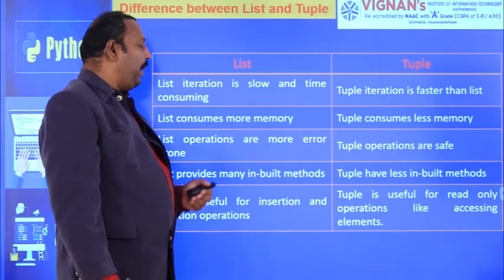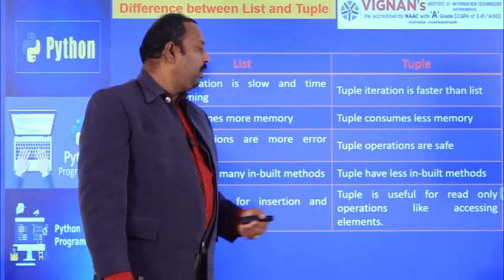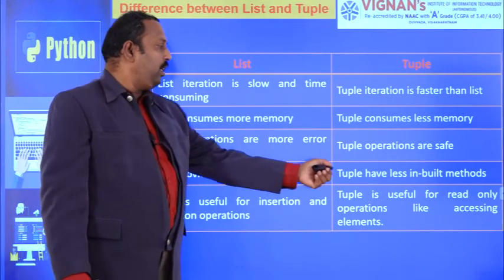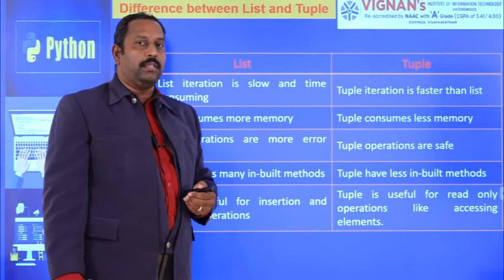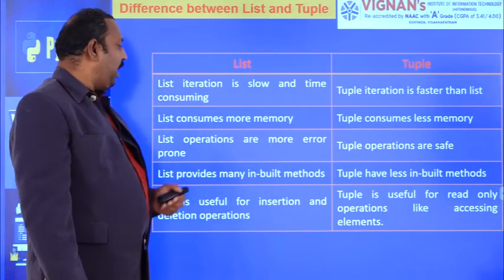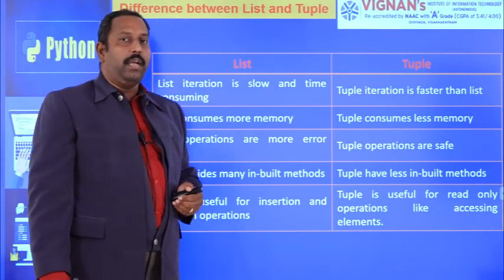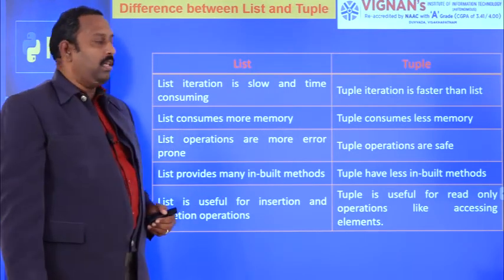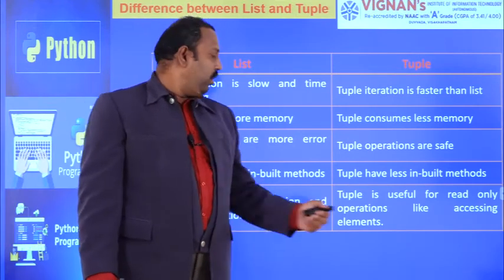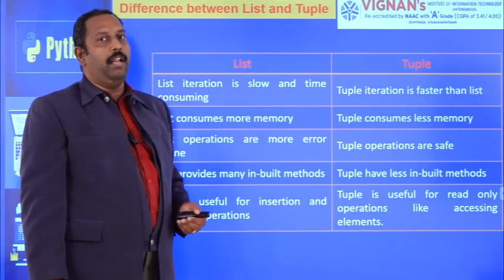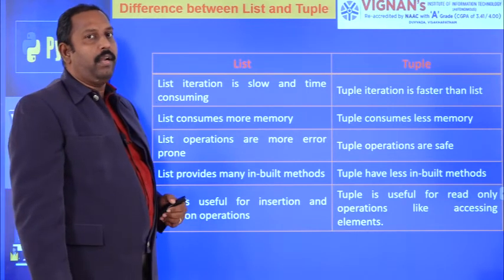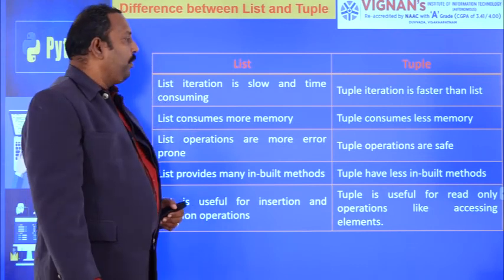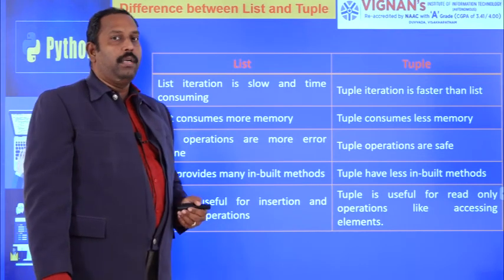And next, a list provides many built-in functions, whereas a tuple has only a few built-in methods. We already saw that a tuple has only 2 methods, whereas a list has more than 10 methods. A list is useful for insertion and deletion operations, whereas a tuple is used only for read-only operations like accessing the elements. We cannot insert or delete. All these operations are not allowed in the tuple data structure. So these are some of the differences between list and tuple data structures.